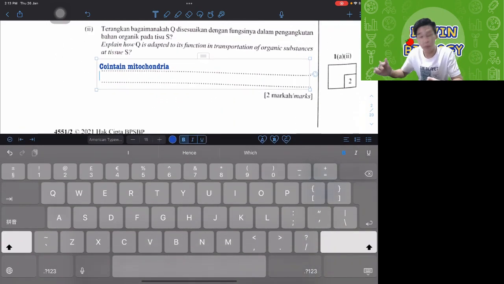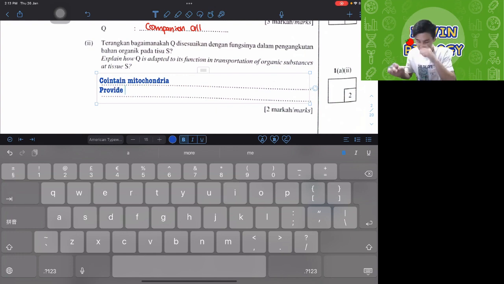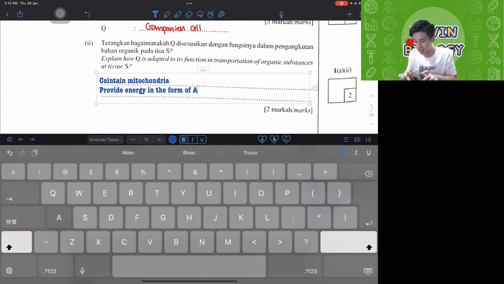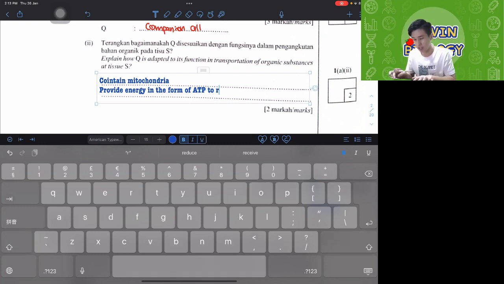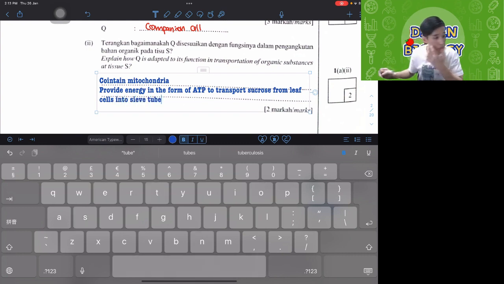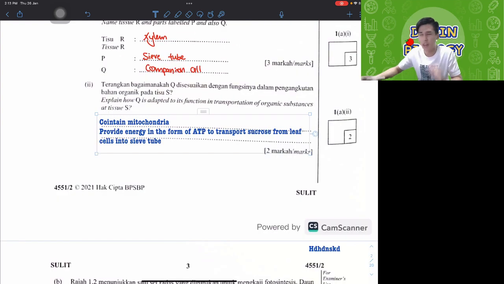So mitochondria is for what? To provide or generate energy. You don't have to say ATP, but you can say ATP, it's better, in the form of ATP to transport sucrose from the leaf cells into the sieve tube. By the way, if you want to copy, you can just pause and copy. Once I finish writing it, I'll continue.